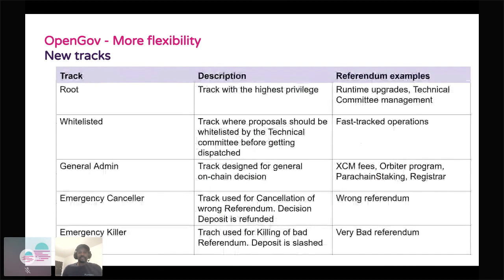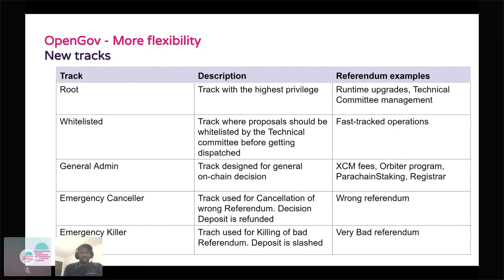Another part is the different tracks that we propose now. A track is basically a set of proposals, a category that is derived from the origin. So if you want to use the root origin, which is pretty much able to do anything, it will most likely be used for runtime upgrades or technical committee management. So this track is quite restrictive. The decision deposit is quite high and the throughput is quite low, because this is something that is highly sensitive.